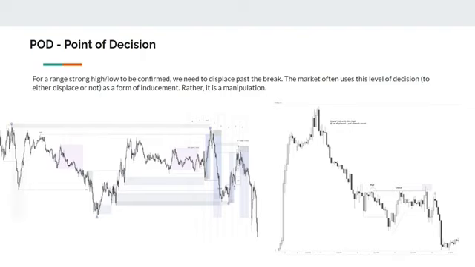Alrighty, so point of decision. Like I said, we're going to go over this, and I hope you have a good idea of what this is, but let's go over it. So, for a range strong high or low to be confirmed, we need to displace past the break. Okay. The market often uses this level of decision to either displace or not as a form of inducement. Rather, it is a manipulation. Okay, so looking at here, this is the high time frame of this. So this is on the M5, this is on the H1, okay, but they're the same.